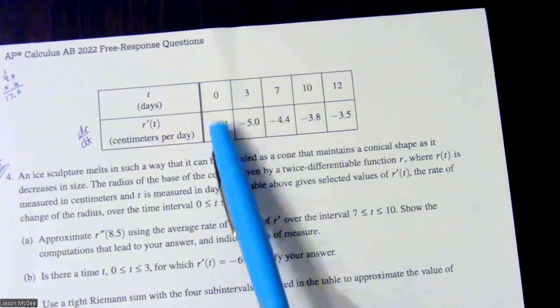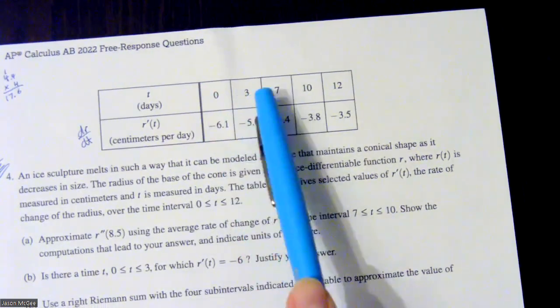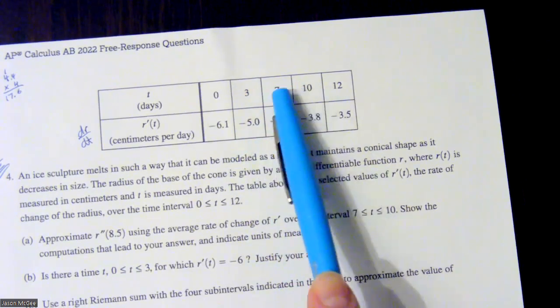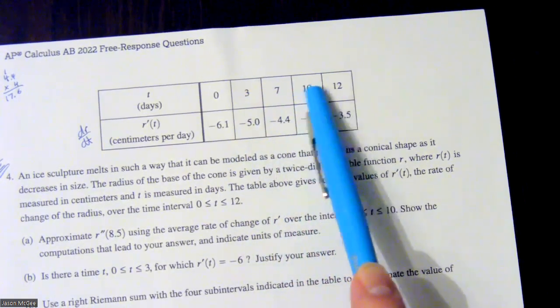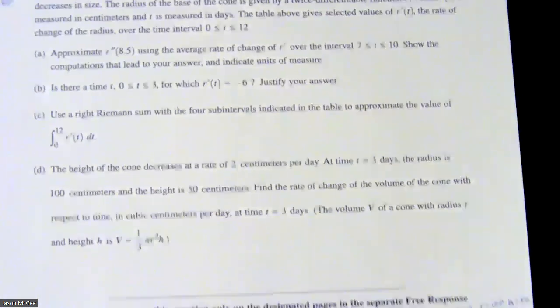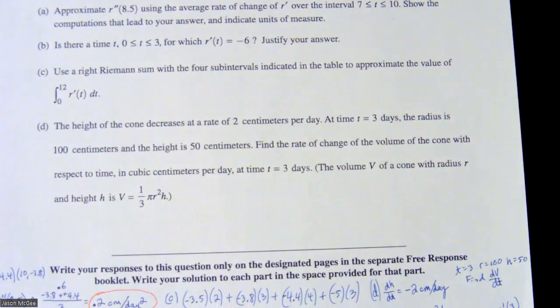So in case you happen to put something wrong, hey, you've got all your work there. A left Riemann sum, just the pattern would be -6.1 times 3 plus -5 times 4 plus -4.4 times 3 plus -3.8 times 2.